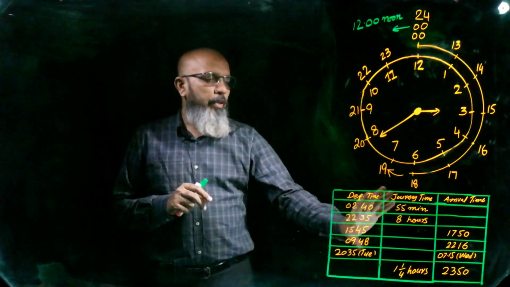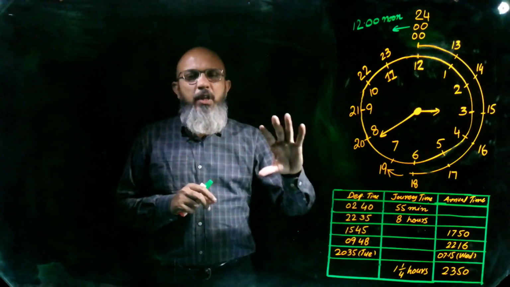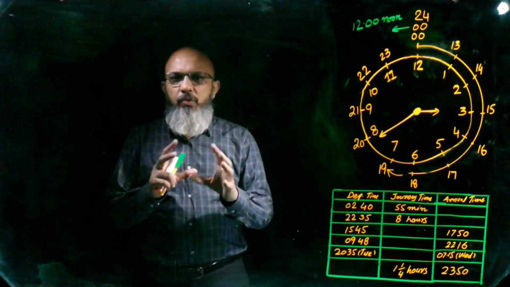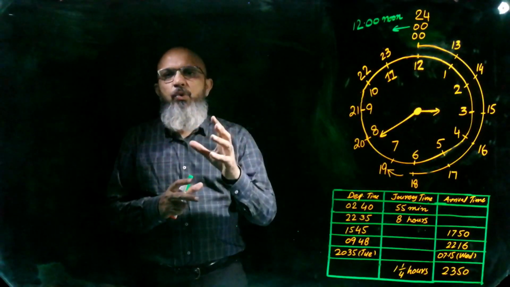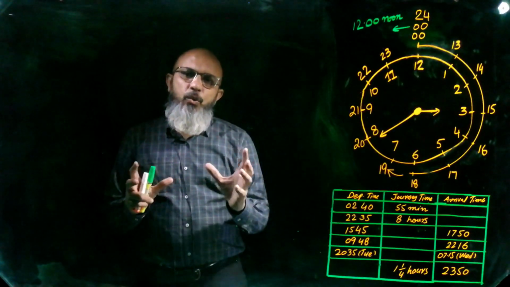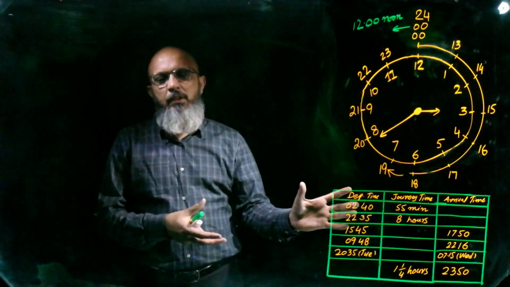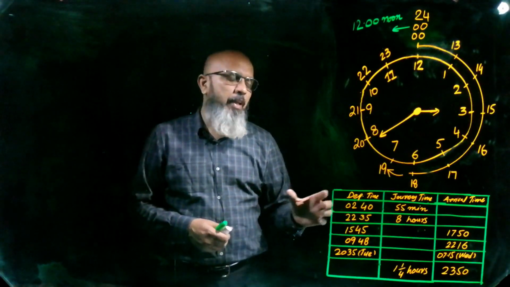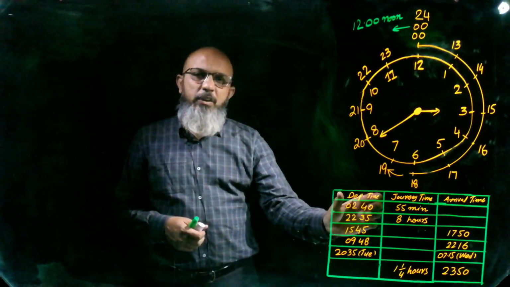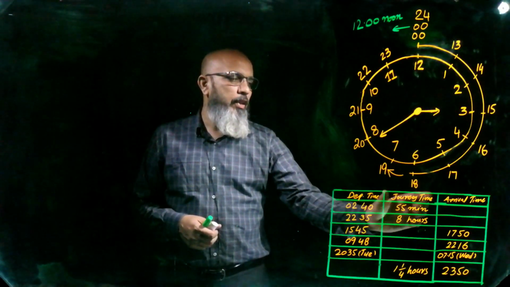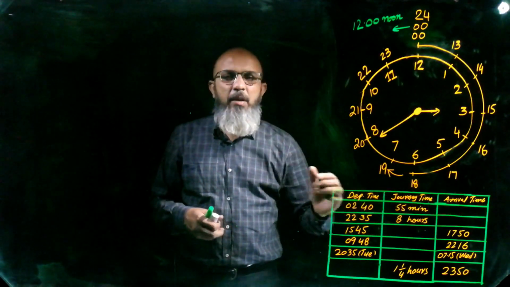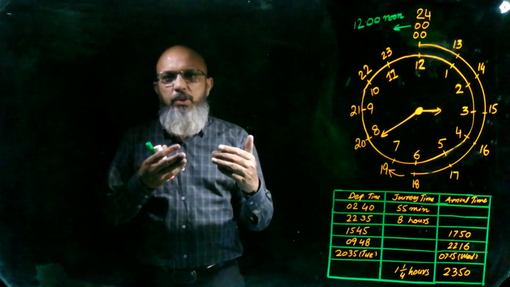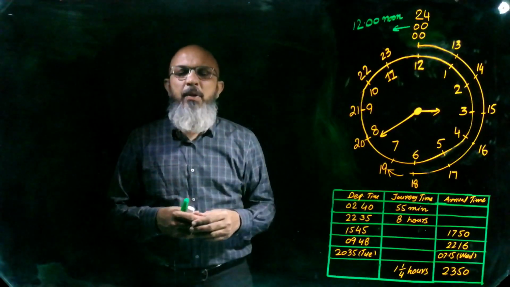So when you're going to calculate the timing, there are different methods. I will tell you 2 or 3 methods. It's up to you which method you will adopt to solve these questions regarding time. So if you look at the table, that is your departure time, that is your journey time, and that is your arrival time. Now what is your departure time, what is your journey time, and what is your arrival time?